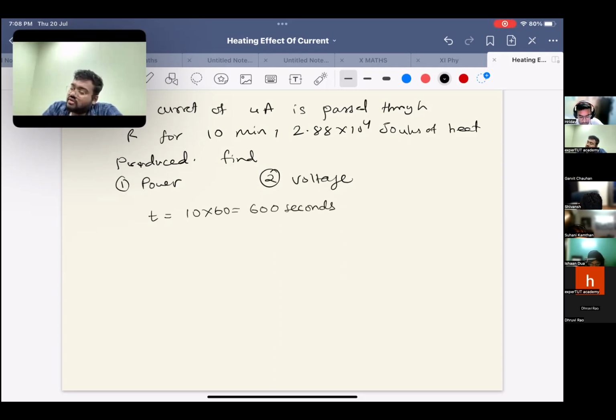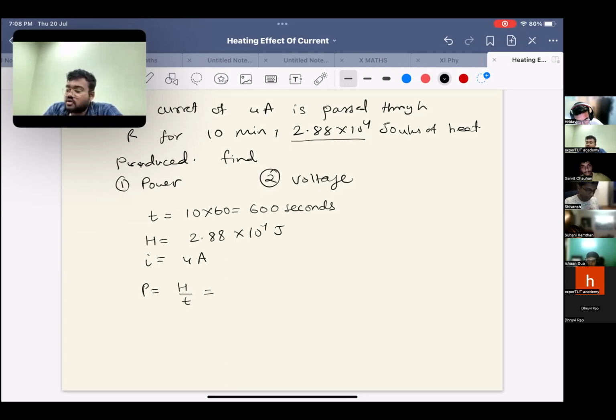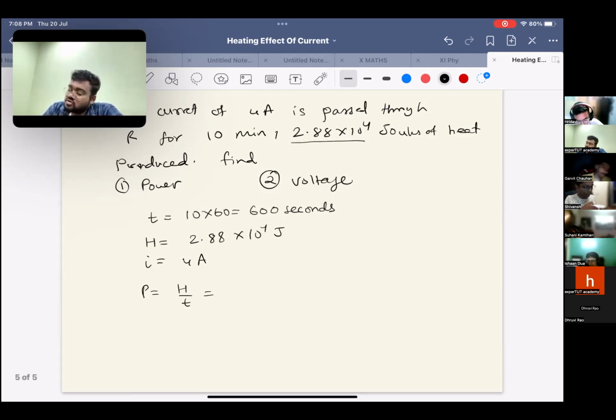And you have been given 2.88 into 10 power 4 joules of heat. So heat is given, which is 2.88 into 10 power 4 joules. Also, I is given, I is 4 ampere. So you can find power. Power is nothing but heat by time, right? Heat is power into time. So power is equal to 2.88 into 10 power 4 divided by 600.